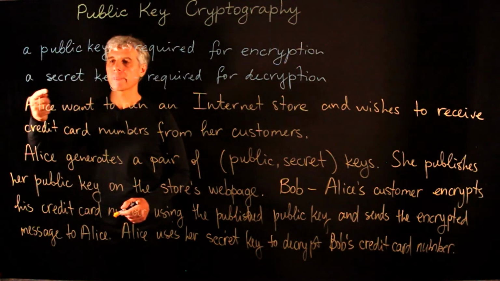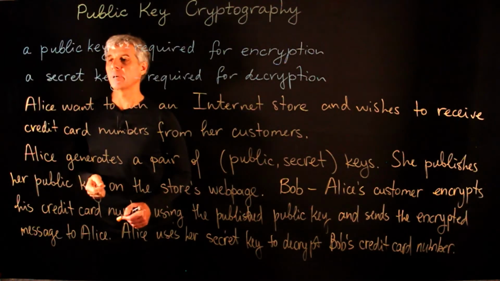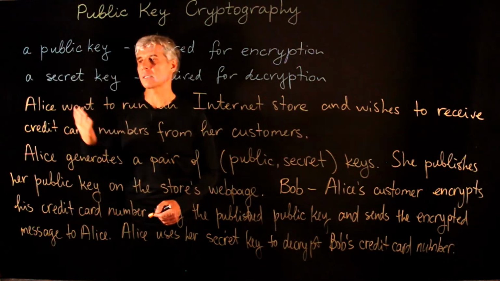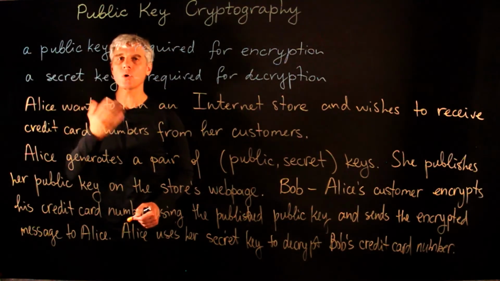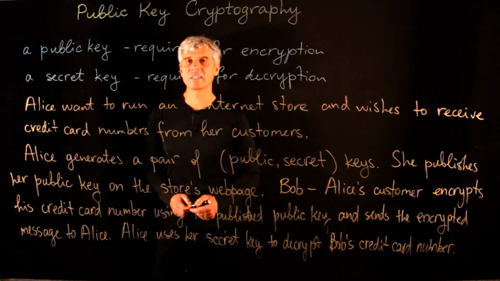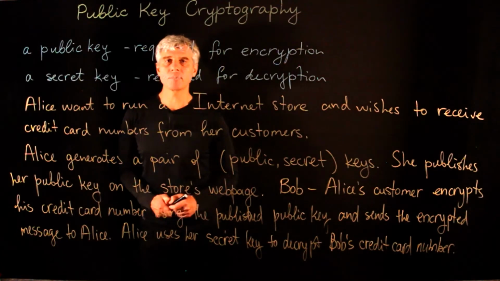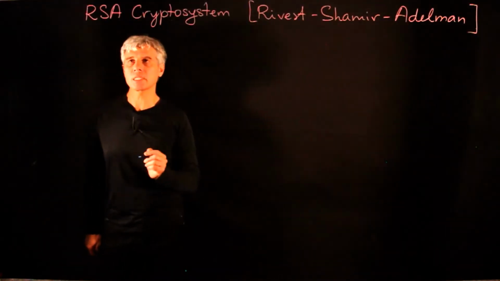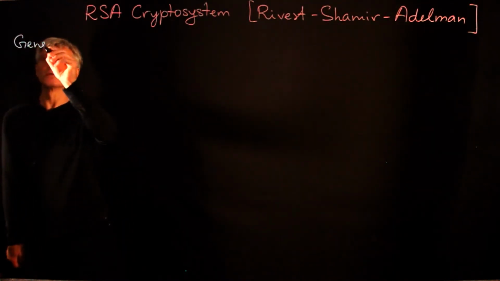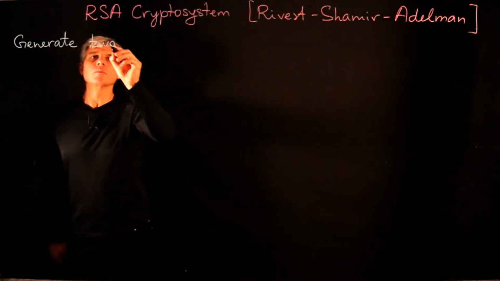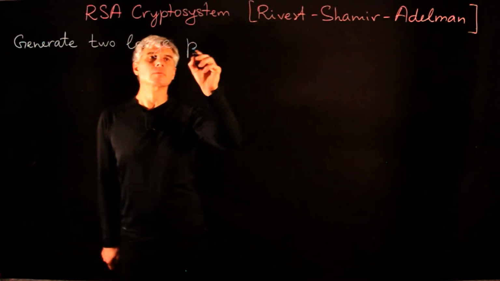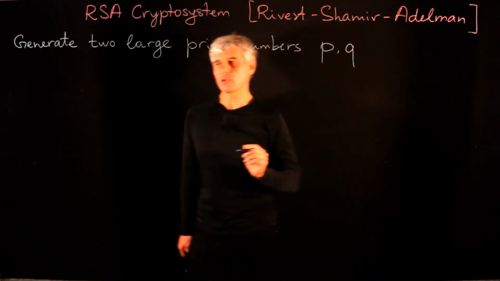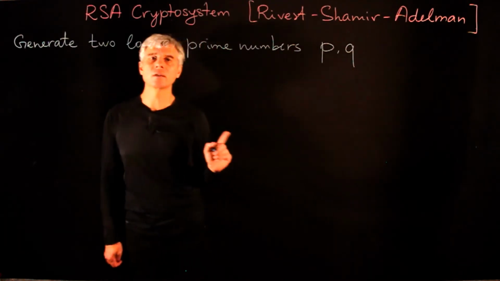In public key cryptography, the secret key is theoretically determined by the public key, but computationally, finding the secret key from the public key is infeasible. So the algorithm that will do that is too slow to be run in realistic time. Now let us discuss in detail the RSA Cryptosystem. This is a public key cryptosystem that is widely used to secure internet communications. We begin building the RSA Cryptosystem by generating two large prime numbers, p and q.